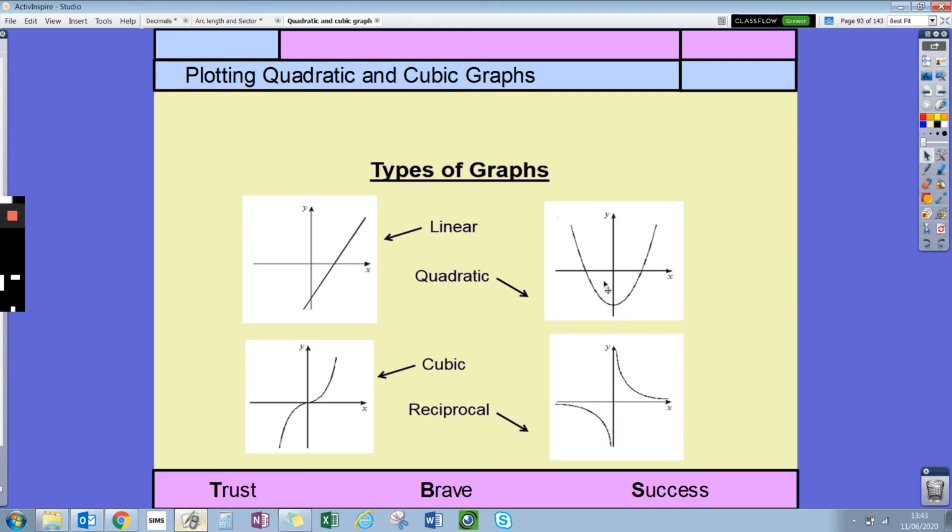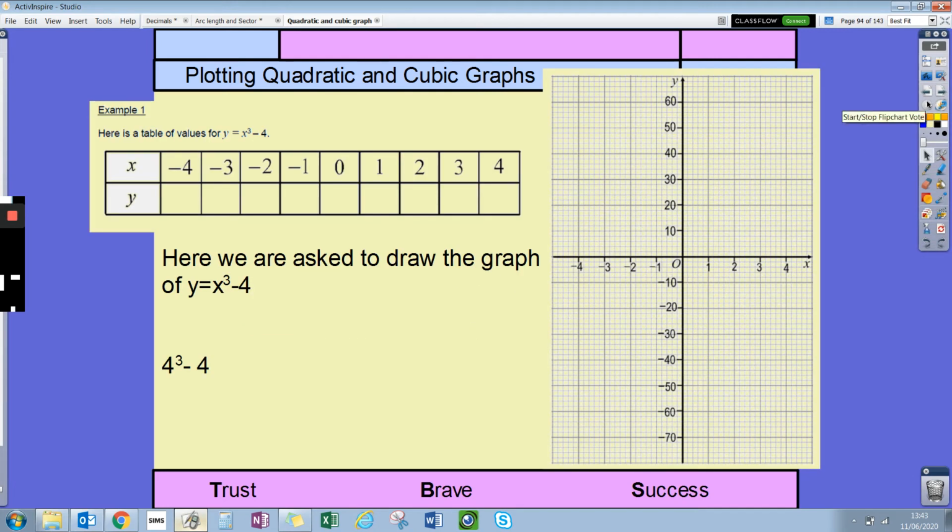So now we've looked at quadratic graphs, ones that have an x squared in. We're going to look at cubic graphs. So these ones have got x cubed in. So here we're going to draw the graph of y equals x cubed minus 4. So we've got our table of values, and again we're going to start in the positives, and then when we're more confident we'll do the negatives.